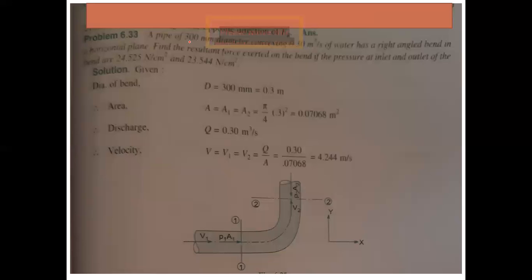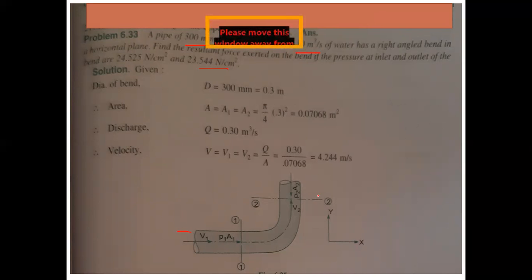Here, a pipe of 300 mm diameter carrying 0.03 meter cube of water has a right angled bend in a horizontal plane. Find the resultant force exerted on the bend if the pressures at inlet and outlet of the bend are 24.525 Newton per centimeter square and 23.544 Newton per centimeter square. Here at the inlet it is given as 24, at the outlet it is given as 23. We have to find the resultant force.